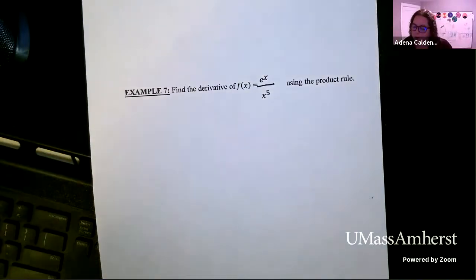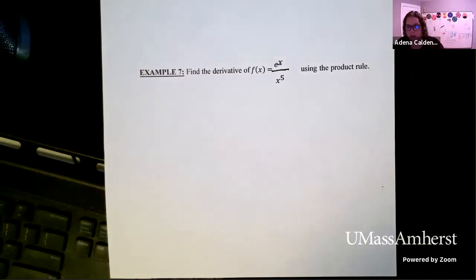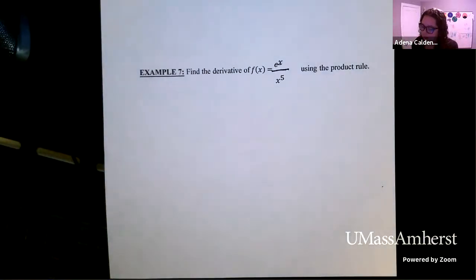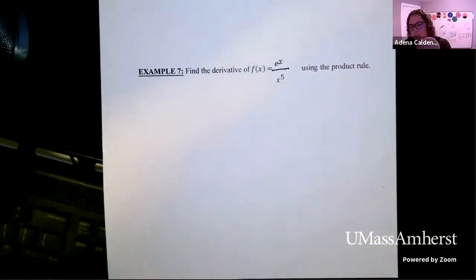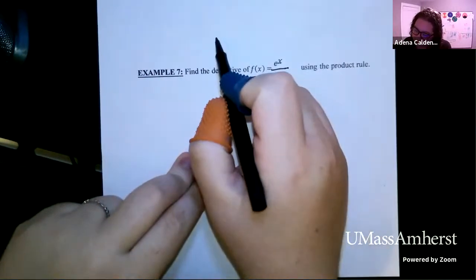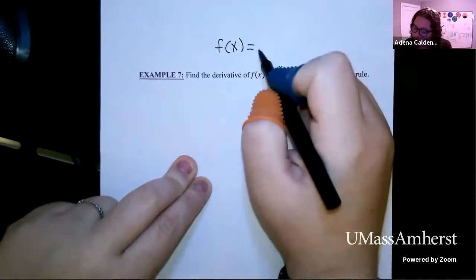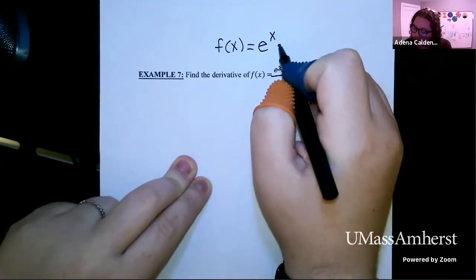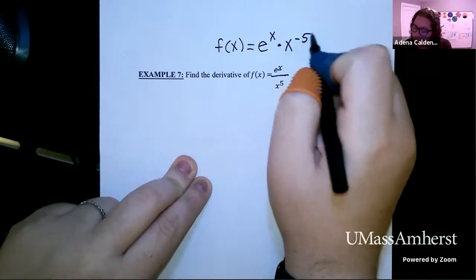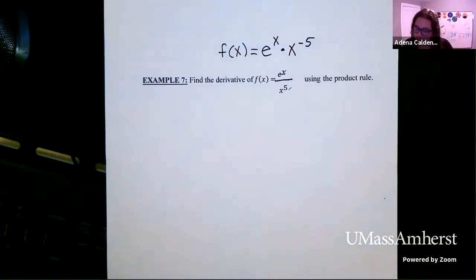So what we need to do is figure out how we can rewrite this function to be something times something else. And so I want to remind you that we can bring a term up from the denominator by changing the power to be negative. Okay, so here I need to rewrite this function as e to the x times x to the negative fifth. So again, I can bring this up by changing the power to be negative.